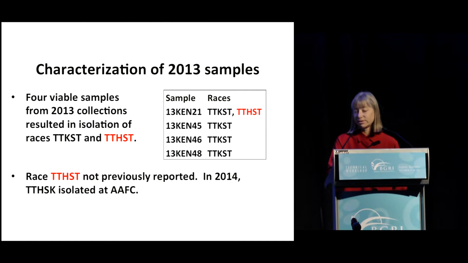The top field sample was a mixture of 2 different races, TTKST and TTHST. The race TTHST had not previously been reported, although in 2014 a very similar race, TTHSK, was isolated at AAFC by Tom Fetch.